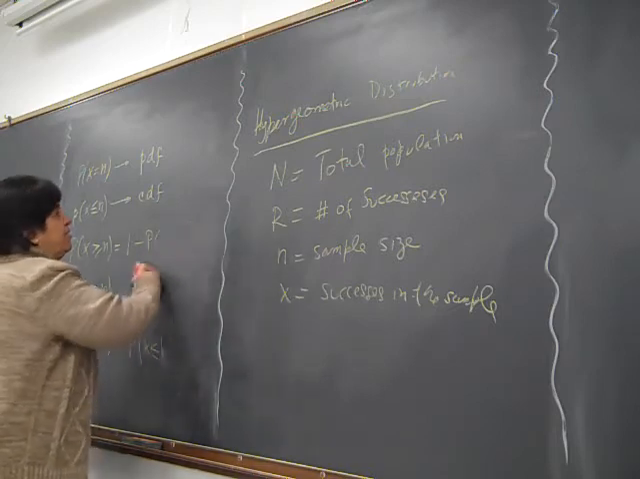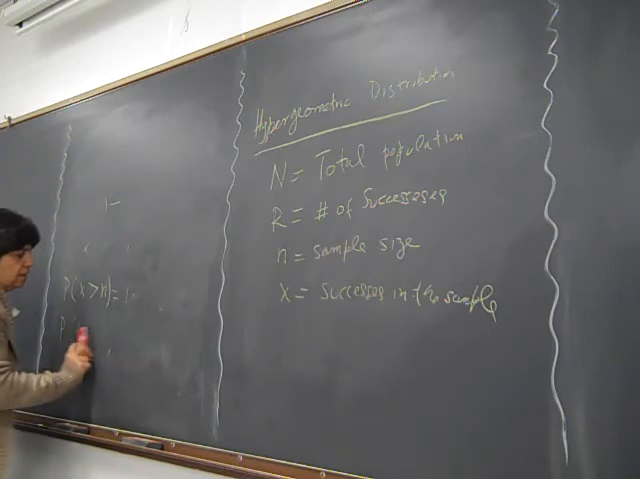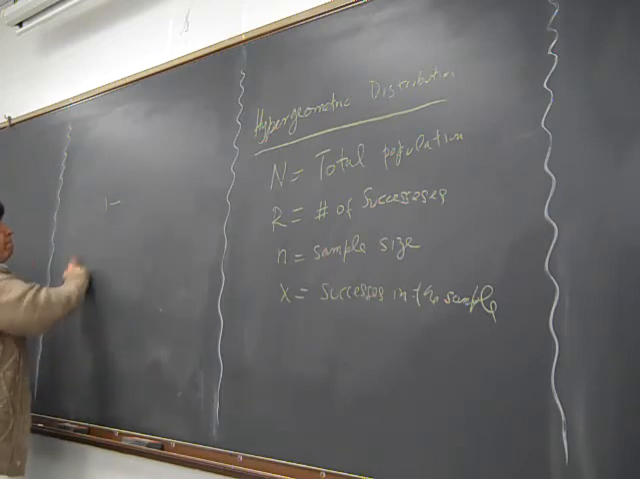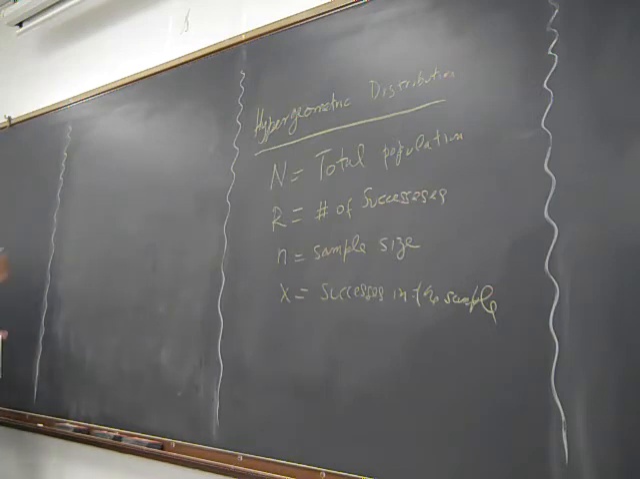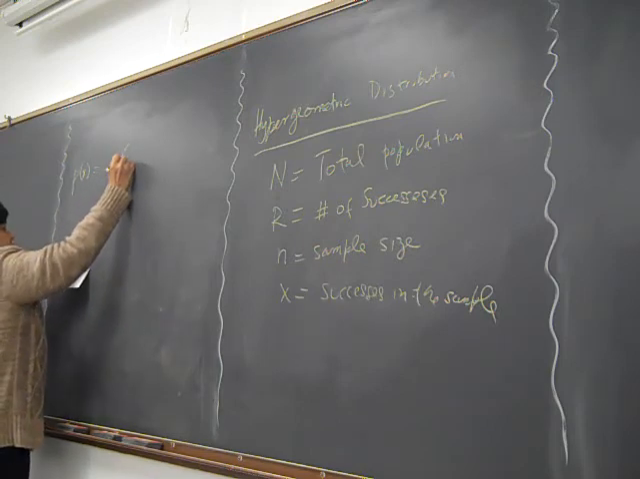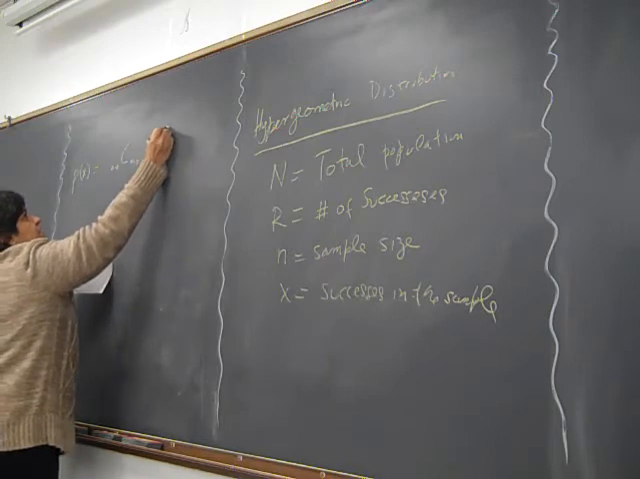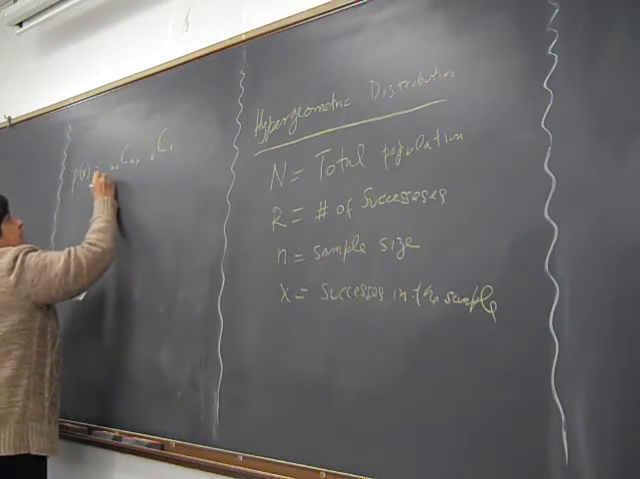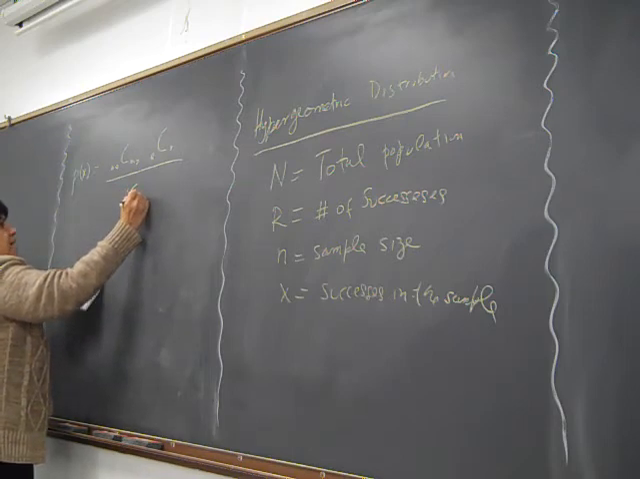The probability of X is equal to (N minus R choose N minus X) times (R choose X), divided by (N choose N).